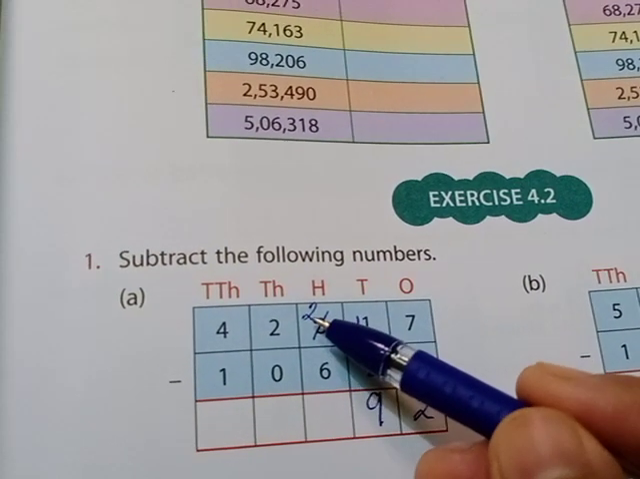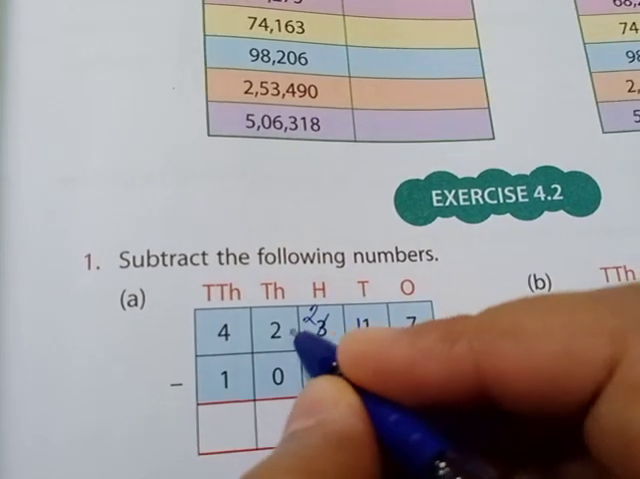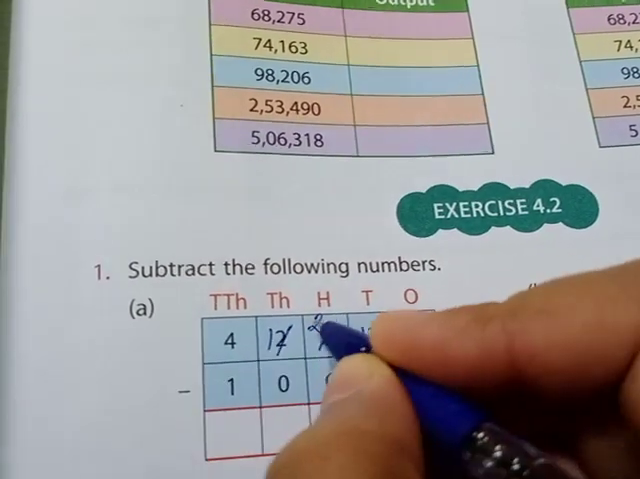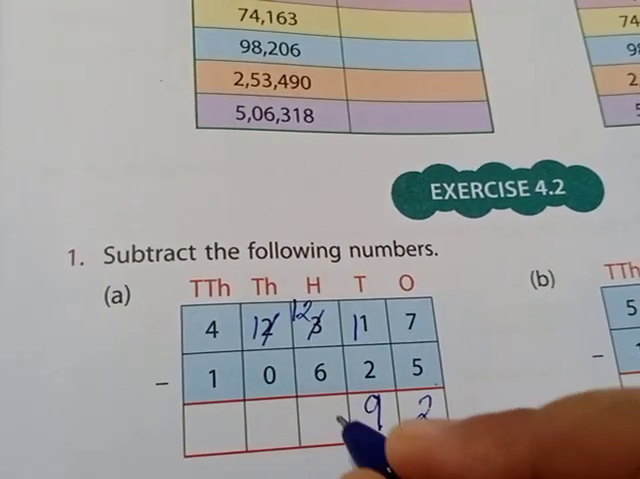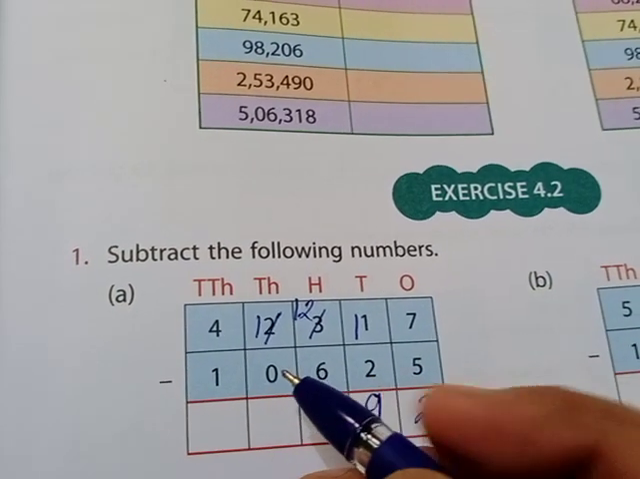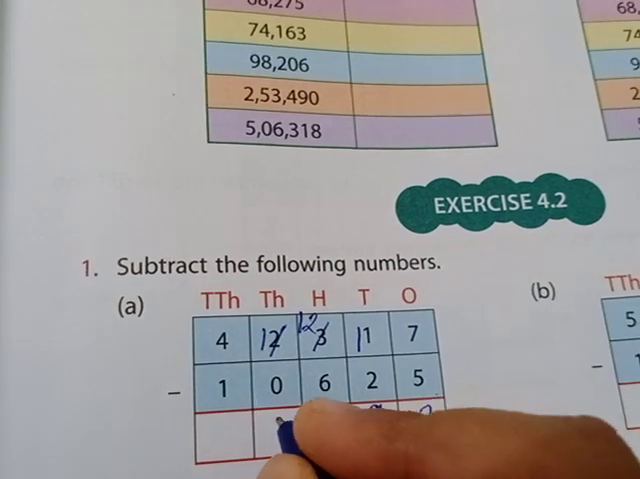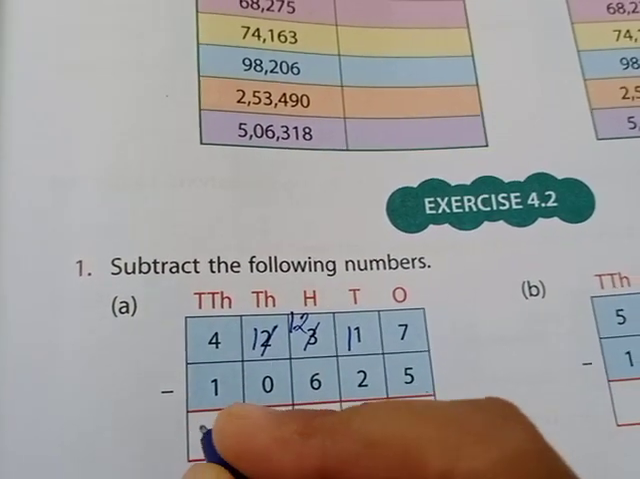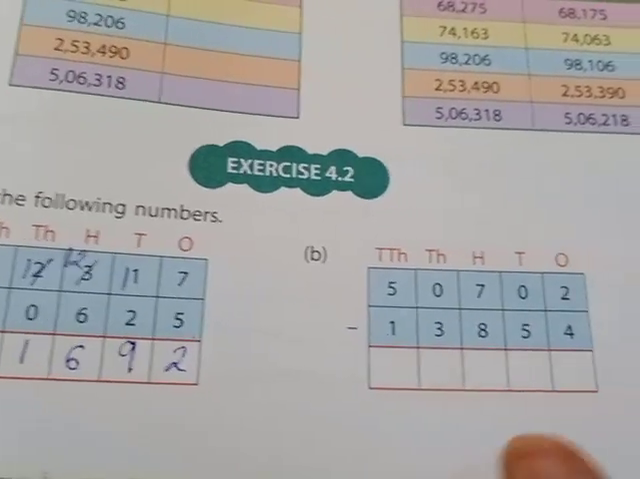Then, again from 2 can we subtract 6? No, right? So, it will become here 1 and here 12. 12 minus 6, what is the number? 6. 1 minus 0. I told you whenever from any number we subtract 0, we get the number itself. 4 minus 1 is 3. Clear? Then B we will do.